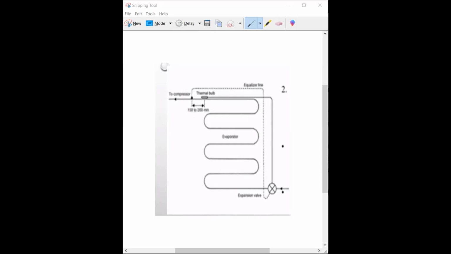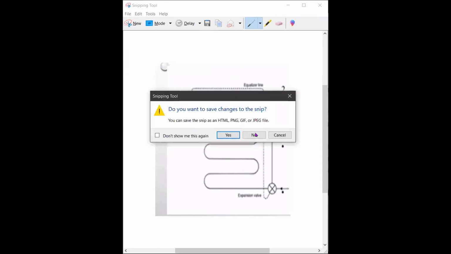इसका there is a correlation to the pressure drop across the evaporator, and the pressure drop if the distance is more from the thermal bulb and the sink. So there will be a difference in the calculation. So इसलिए 150 to 200 millimeter होता है. Okay, so this is the idea, why it is 150 to 200.